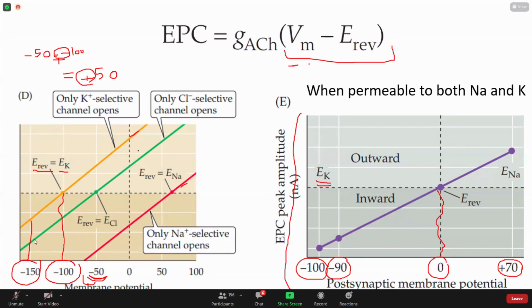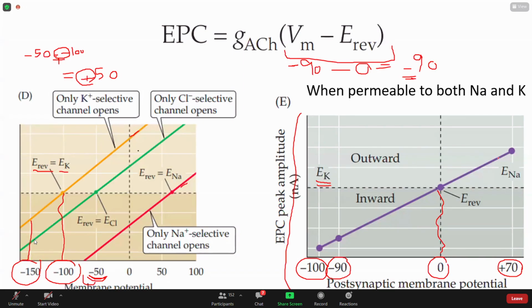Minus 90, okay? What is the reversal potential? 0. So what is the ionic driving force? Okay. Negative 90. When we see negative, what does it mean? Inward. So this means which ion is going in? Sodium is going to go in. Okay. And then at 0 millivolt would be, you know, equaling to each other.